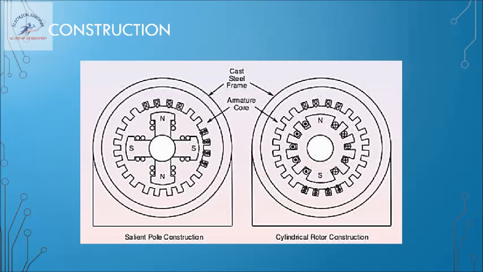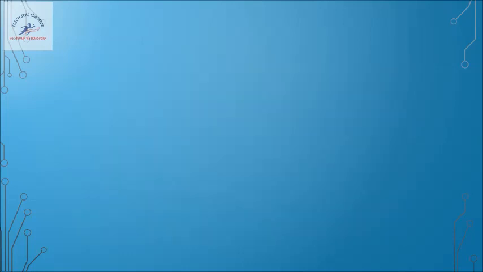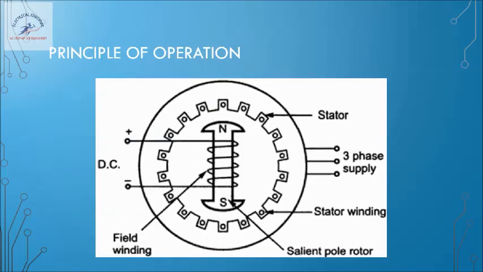So now with that we have understood the construction. Let us understand how a synchronous motor works. For simplicity, let us understand the working principle with the help of a salient pole rotor, and I have considered a two pole rotor.